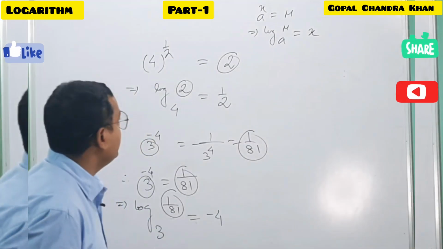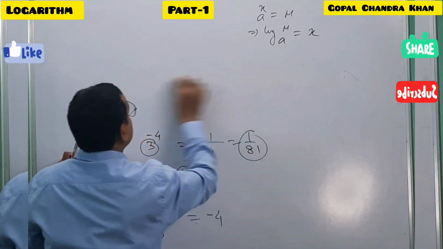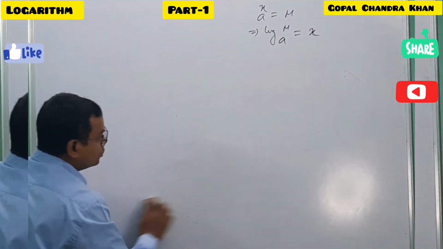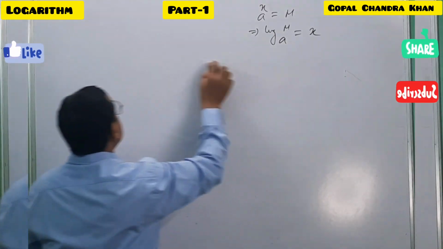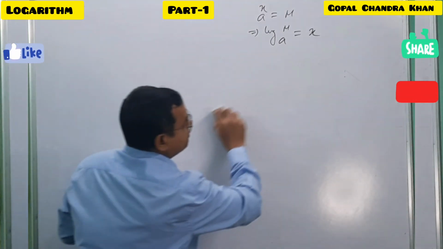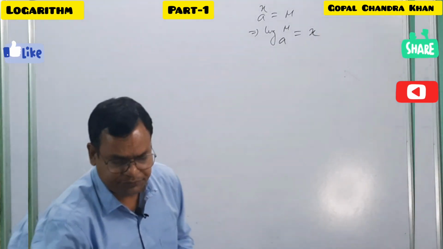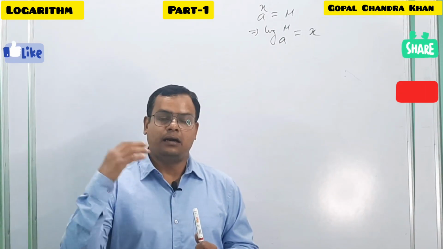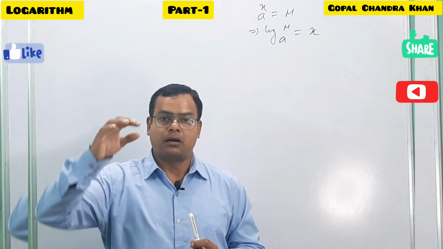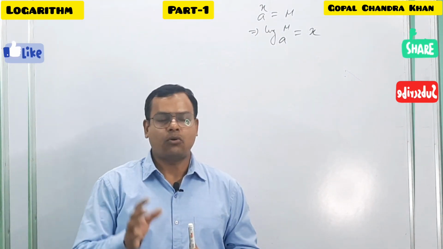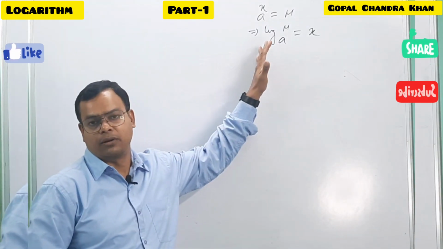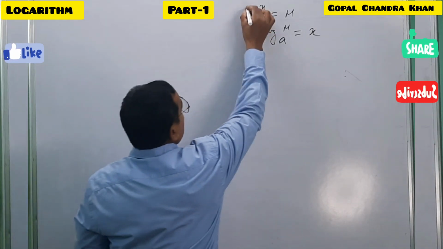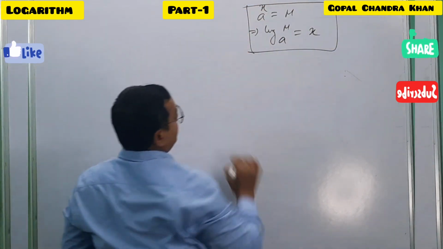So we are actually getting some relation from the indices that will help us to solve many problems like multiplication, subtraction, finding roots, and higher powers. All those things will help us in logarithm. So the main formula we are getting from here only.